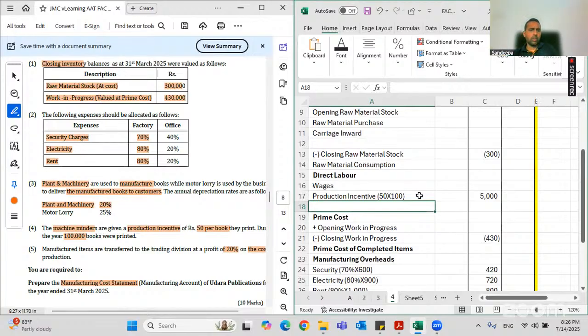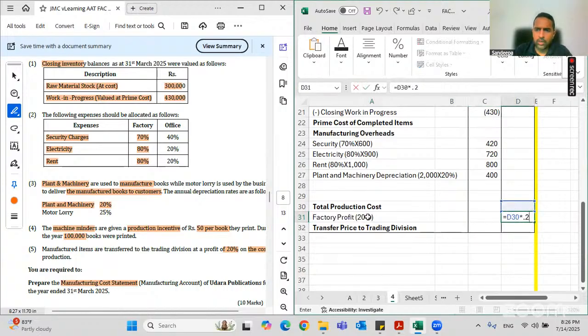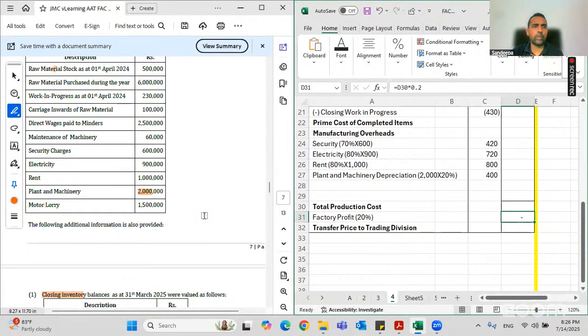Okay. Manufactured items are transferred to trading division with a profit of 20% on cost. So factory profit is at 20%. Okay. So whatever answer you're going to get here, multiplied by 20%. Right. I just put that as 20%. Finally, I can get the answer. Okay, we are done with it. Very easy, very easy. This manufacturing account comes up too easy.